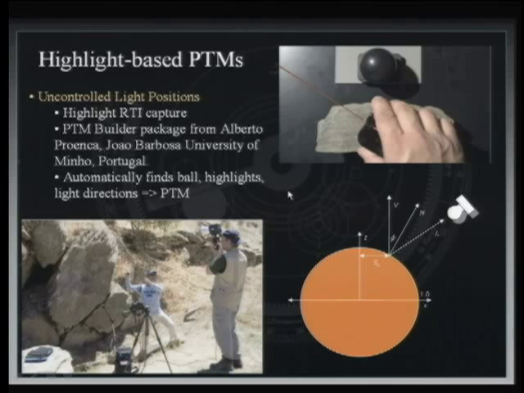I want to show you that we've now developed an even easier way to collect these PTMs that requires nothing but a digital camera, a handheld flash, and a black snooker ball, which you can buy for $5. So what you do is you put the black snooker ball into your scene next to the artifact that you want to capture, and you take pictures moving your light source around to the different locations, and it turns out you can recover the direction of the light source from the reflection in the black snooker ball. Makes a lot of sense.